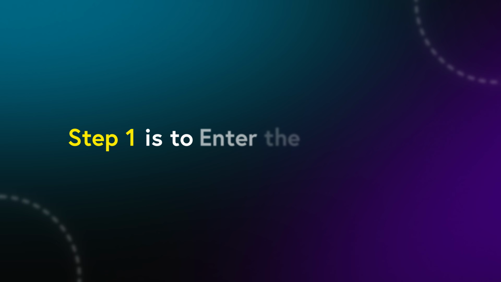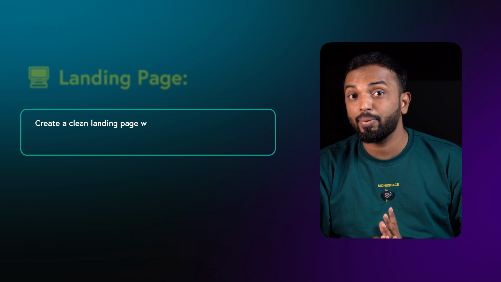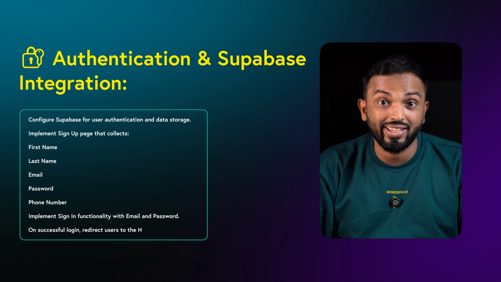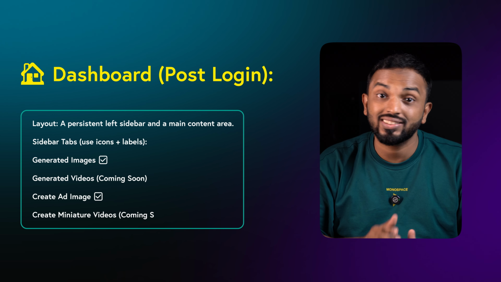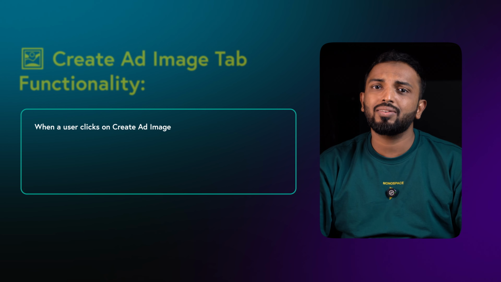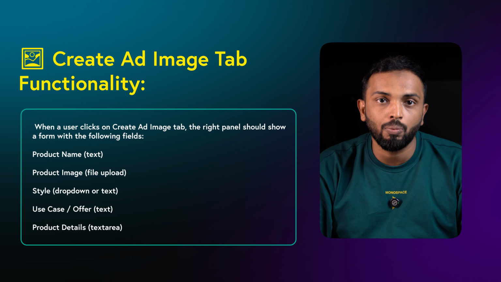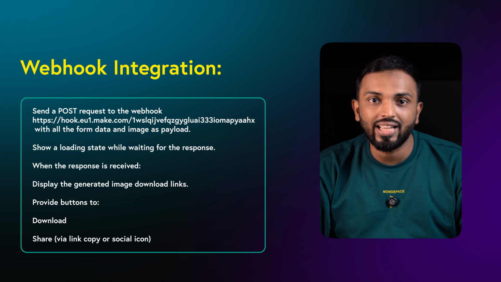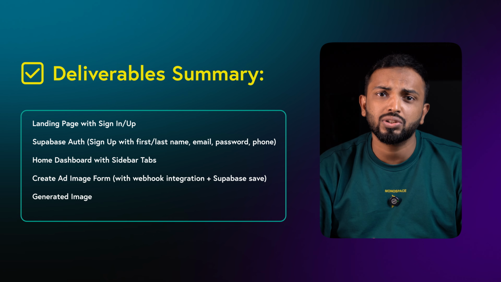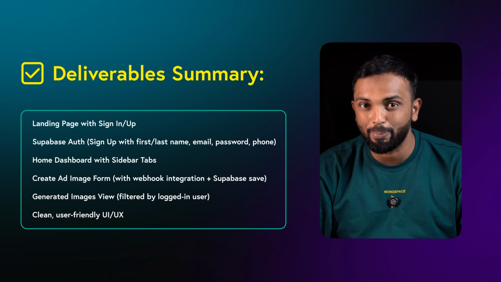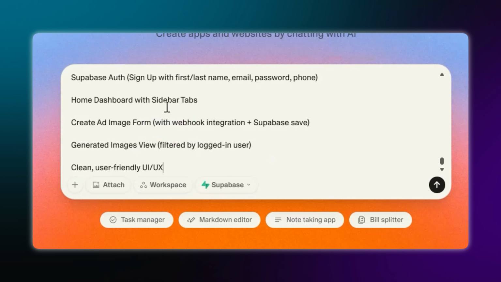Here is how you can create this using Lovable, and of course, you don't need to write even a single line of code. Step 1 is to enter the prompt with all the details about the app. I have created a clear prompt with all the key details like the landing page layout, Supabase authentication, and the dashboard structure with sidebar navigation. It also covers the ad image creation form, webhook integration, image gallery setup, and how to store user data and image in Supabase. Now, let's paste this on Lovable.